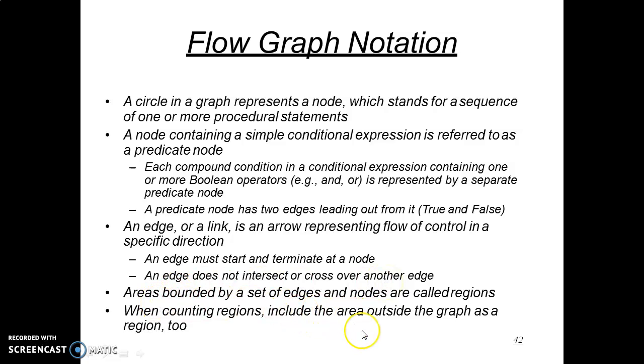Areas bounded by the set of edges and nodes are called regions, right? A closed area is called a region. When counting regions, include the area outside the graph as a region too.